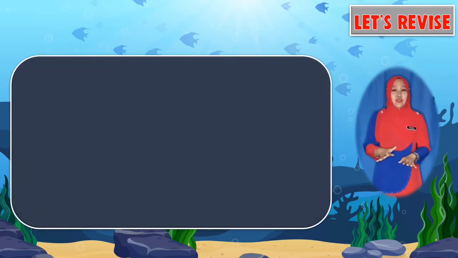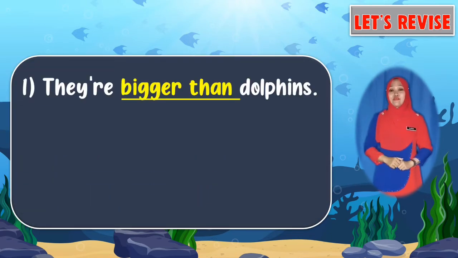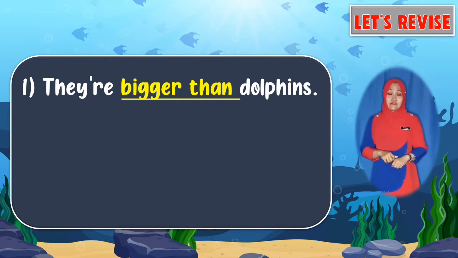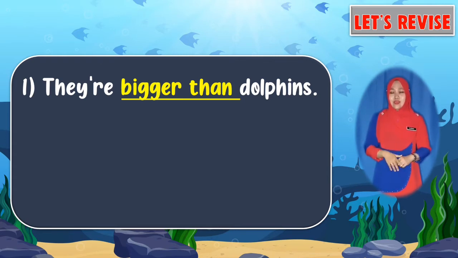Let's say, they are bigger than dolphins. Remember, we use comparative adjective to compare between 2 animals or 2 things. And we put ER at the end of the adjective together with than. Do you still remember? For the adjective ending with a vowel and consonant, we have to double the last consonant. For example, the adjective big.